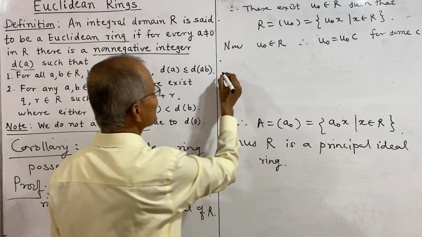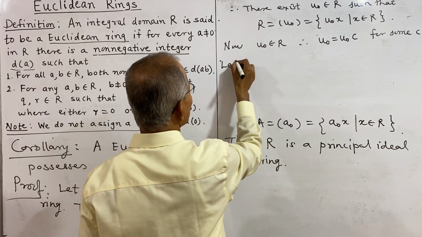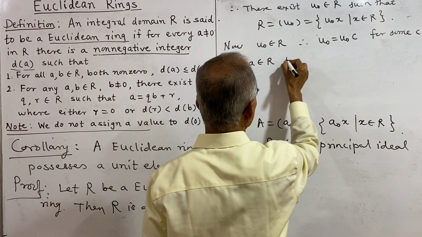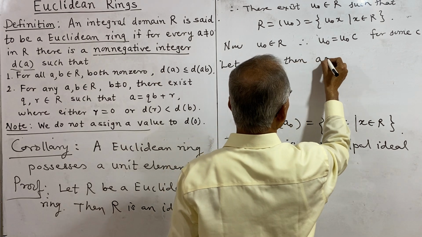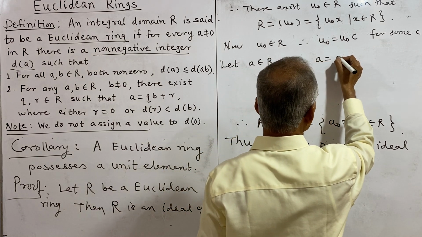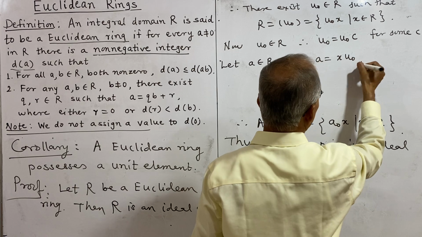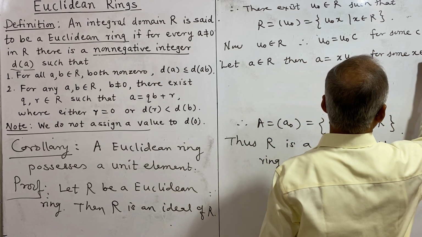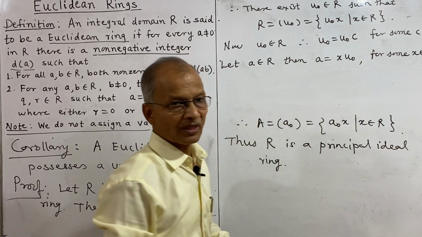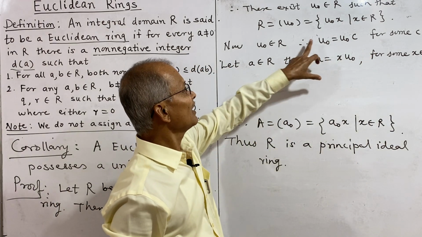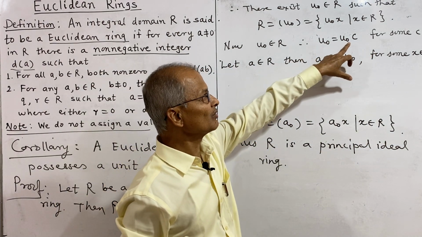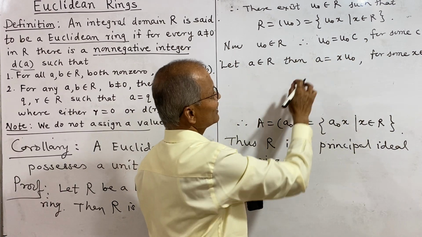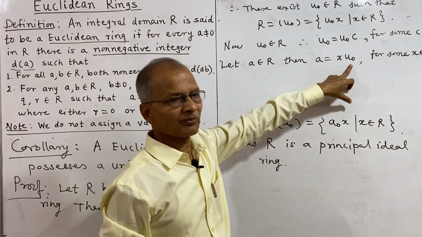Now what we shall consider is, let a belong to R. Then a is equal to x into U naught for some x belonging to R. Every element of R is a multiple of U naught. U naught is an element in R, so we can write U naught is equal to U naught into C for some C belonging to R. And a is an element in R, so we can write a as some multiple of U naught.